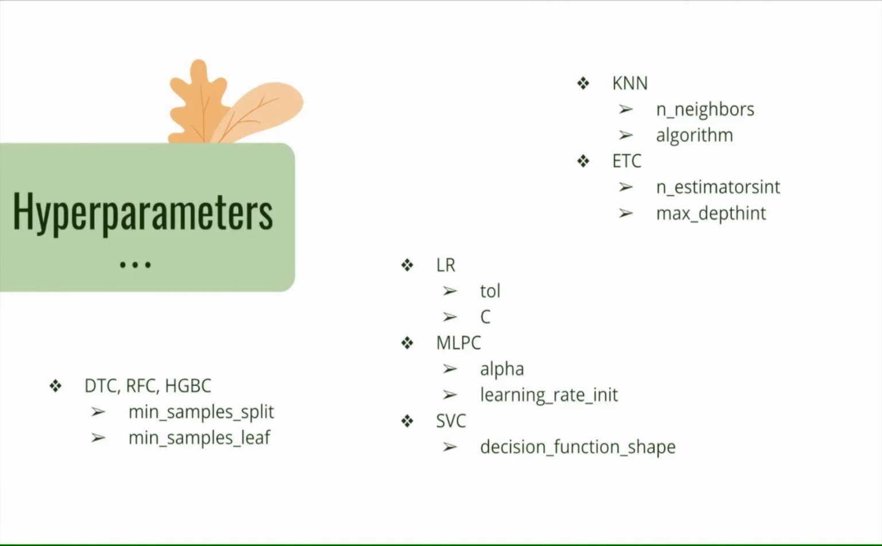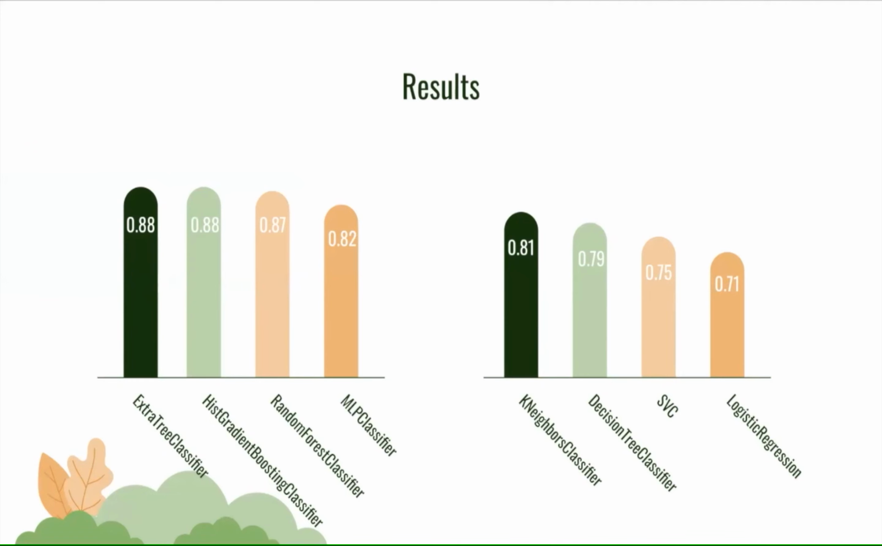And last, for the extra trees classifier, we adjusted the number of trees in the forest and the maximum depth of the tree. As a result, the extra trees classifier performs best for our project, which is 3 per thousand higher than the hist gradient boosting classifier, and 0.01 higher than the random forest classifier. Also, the SVC and logistic regression didn't work well for our project.